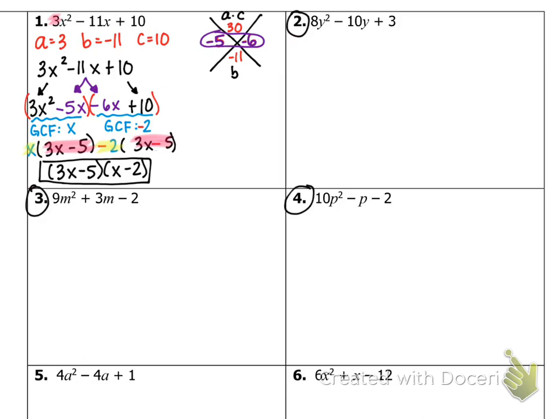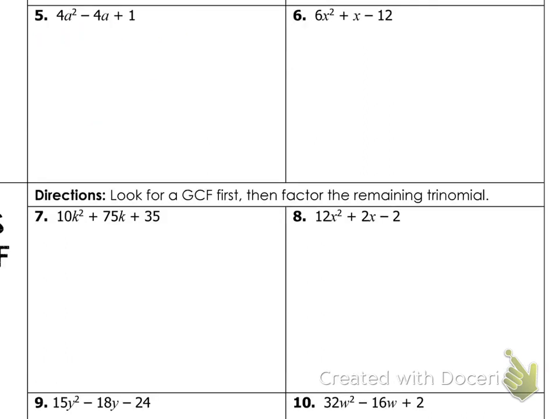I want you guys to try 2 through 4. We're just going to do a couple more. So I want you guys to try 2 through 4. We're not going to do 5 and 6. And then all you guys are going to have to do, I think, is 10 or 7 and 8, and then I do 9 with you.